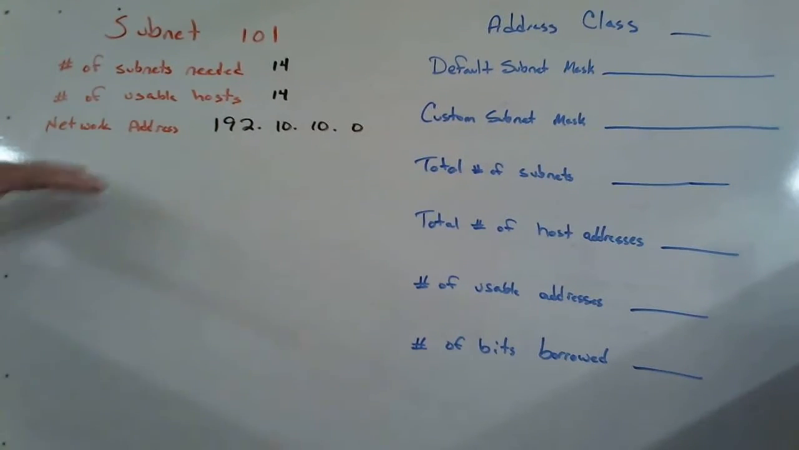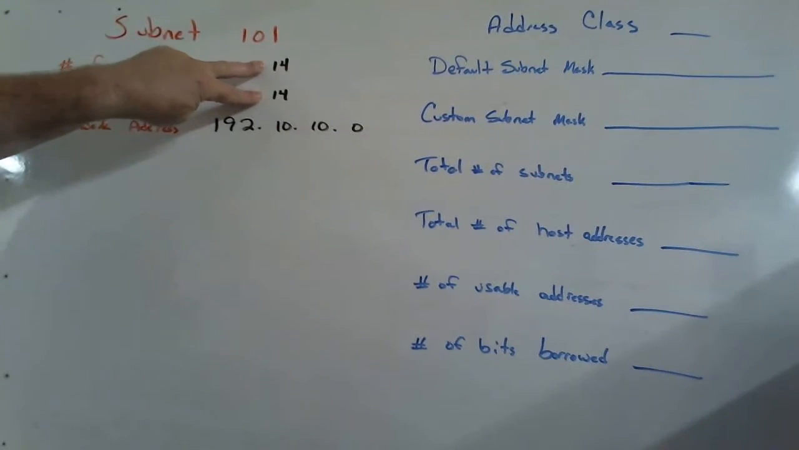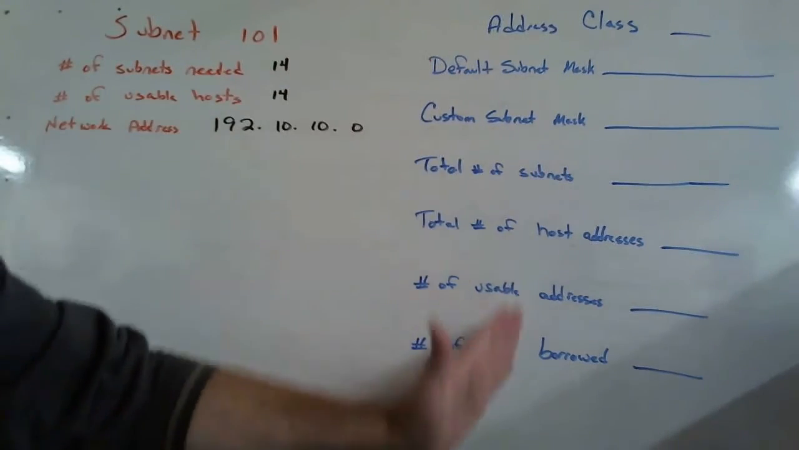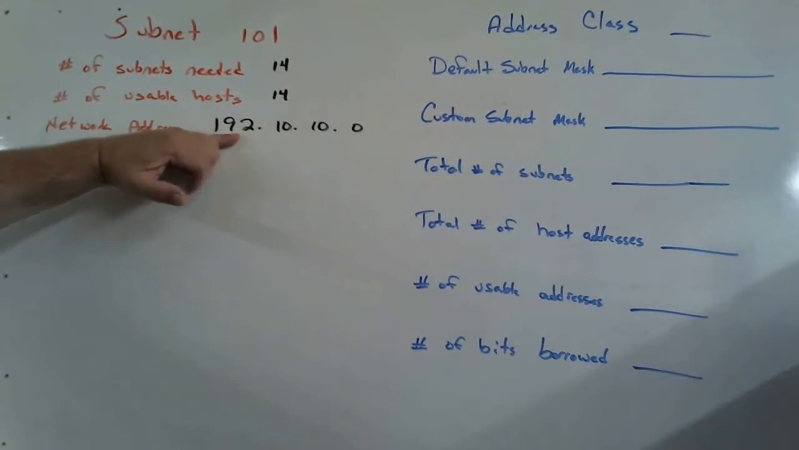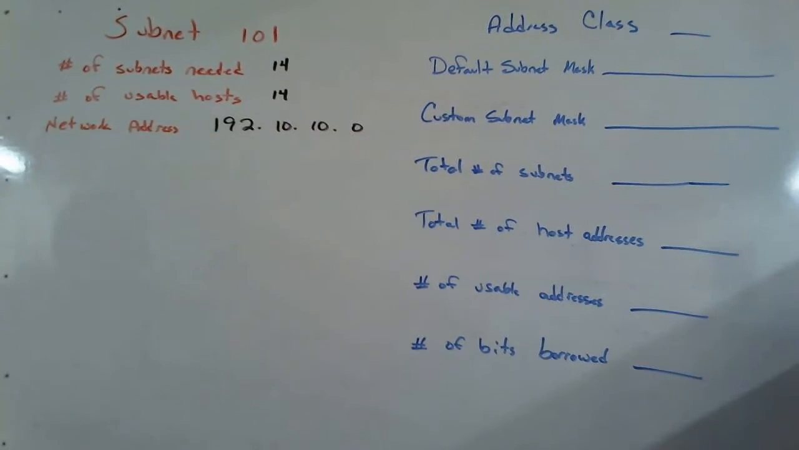So we're just looking at a simple 192.10.10.0 network and making sure we can get 14 little networks out of it with at least 14 numbers in each network. So here's the process. The very first thing we're going to do is answer a couple of these questions here on the right hand side. The very first one at the very top says address class. So we have to look at this first number, 192, and determine, is this an A, B, or a C?